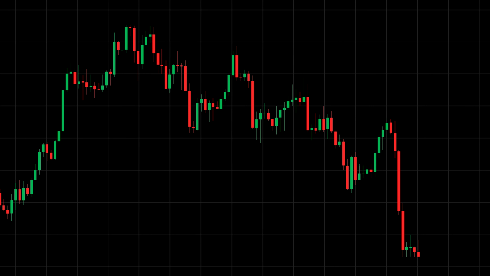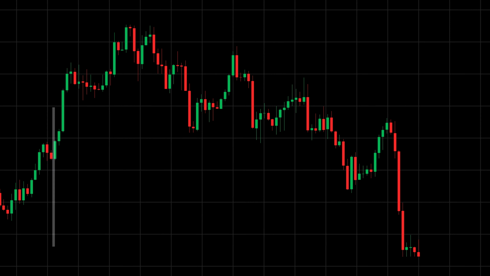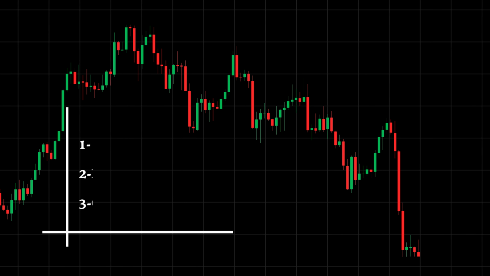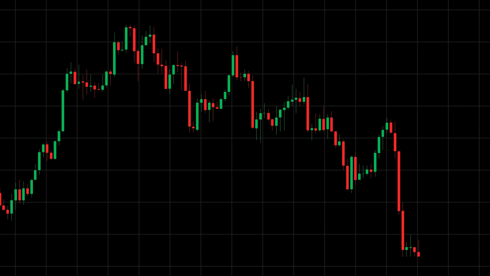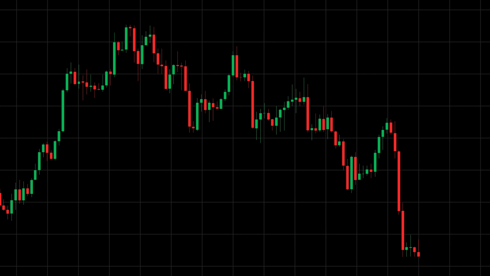Before we begin explaining the strategy, you must understand a few smart money concepts such as order block, break of structure, and change of character. Now, let's give a quick explanation. Let's start with order blocks.